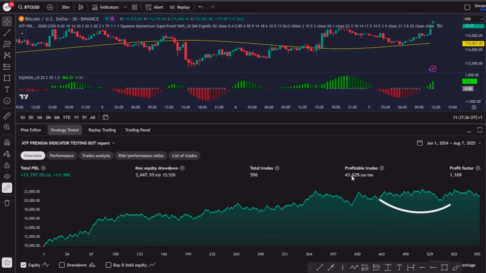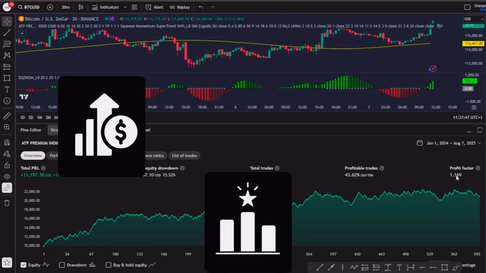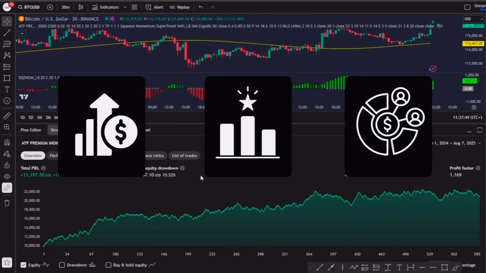And the results? A win rate of 43.62% and a total profit of 111%. That's the best result by far. Highest profit, highest win rate, and a stable equity curve.